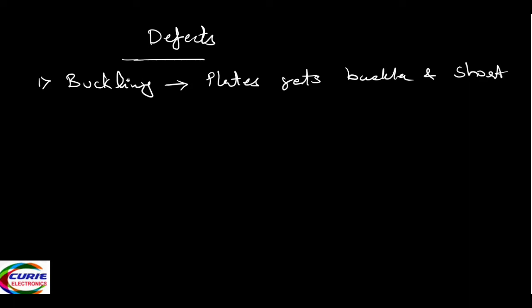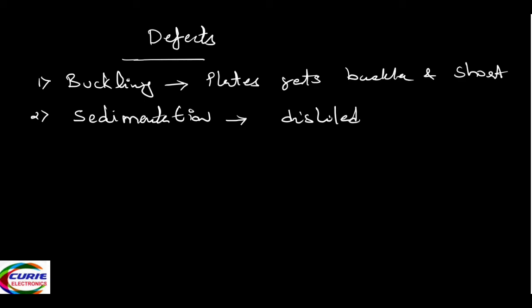The second one is about maintenance. What kind of water will we use in a battery, drinking water or distilled water? We always use distilled water. Why? To avoid sedimentation. Sedimentation is also a defect. If you use normal water, there will be impurities and they will settle at the bottom of the battery. So distilled water has to be used.